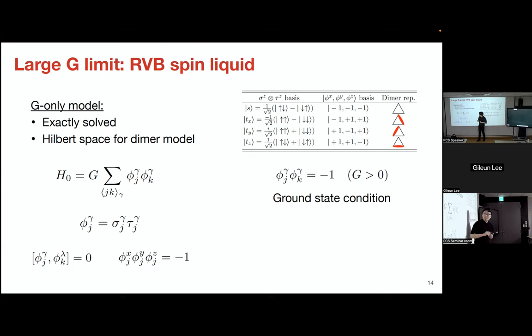But there is a constraint on these variables: the product of phi x, phi y, phi g must be -1. This is coming from the fact that the product of these three Pauli matrices must be the imaginary number i, but we also have three tau operators in this product. That's why the product must be minus. So this constraint gives four states, not eight states, as I showed here. These four states are allowed by this constraint.